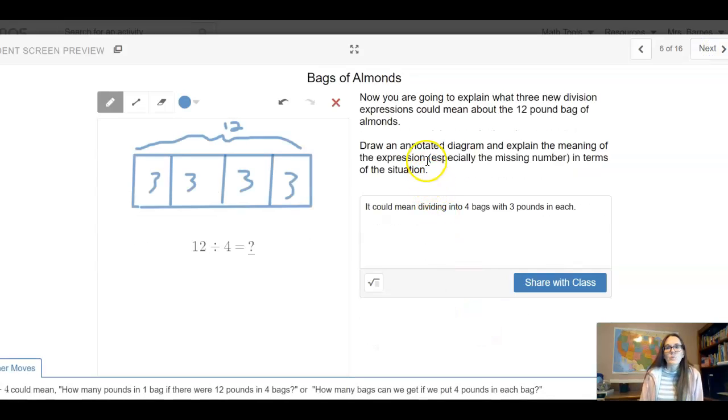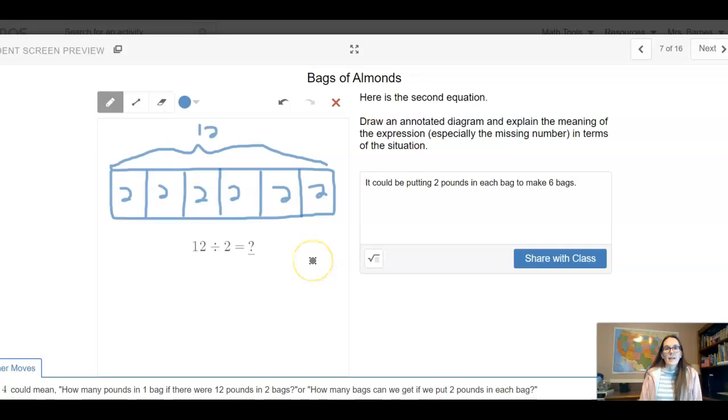On slide 6, we're being asked to think about different division problems here. 12 divided by 4, I chose to divide this into 4 bags with 3 pounds in each. That's one way to have done this. You might have taken 12 divided by 4 and made 3 groups with 4 in each, or 3 bags with 4 pounds in each, and that would still be correct.